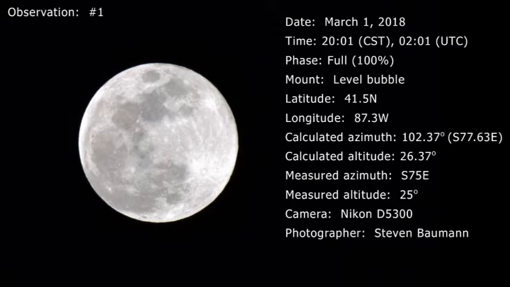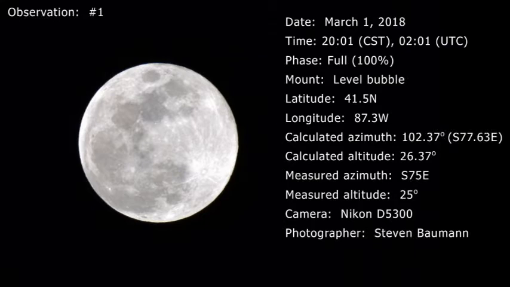I translated it into quadrant for you because I use my Brunton compass to measure these by hand, and I'm getting better at it. There's my measured azimuth and measured altitude, which were handheld, and I took them with my Brunton, measuring the position of the camera. That's more for my sake than anyone else's information. Camera: I used Sarah's Nikon D5300, and the photographer was me.